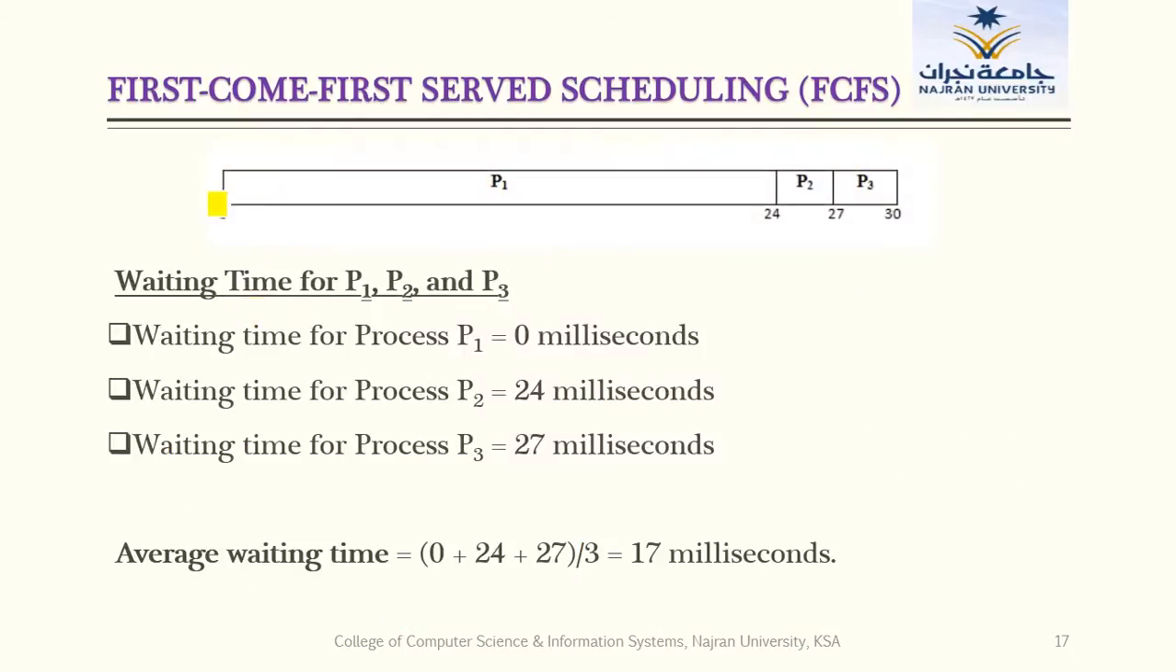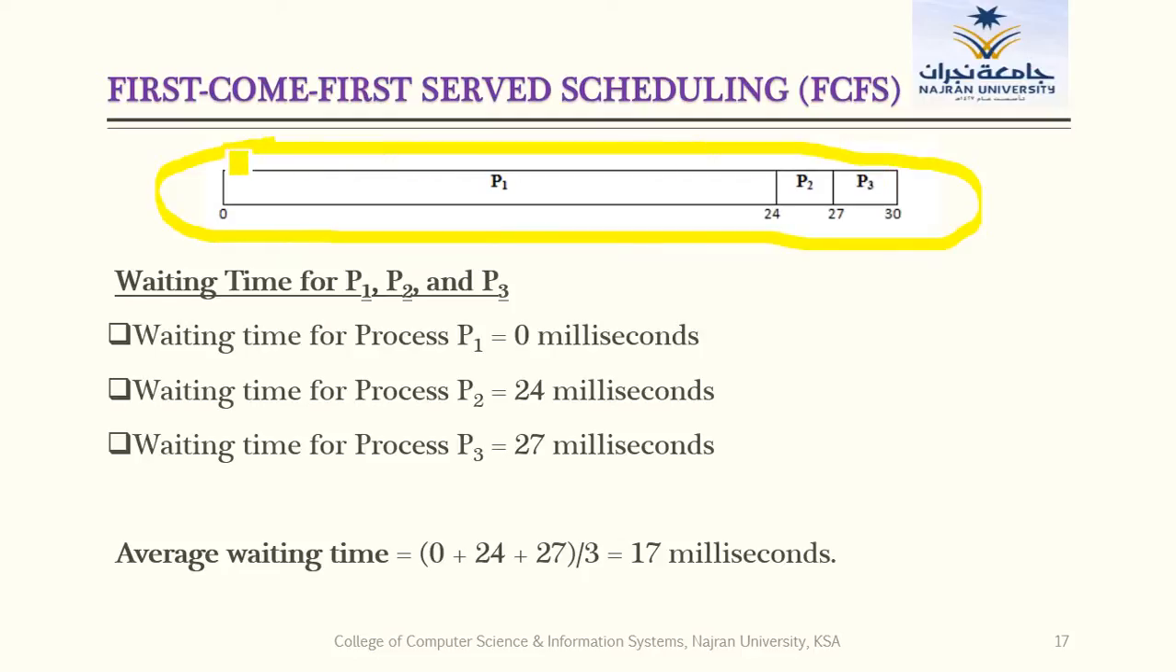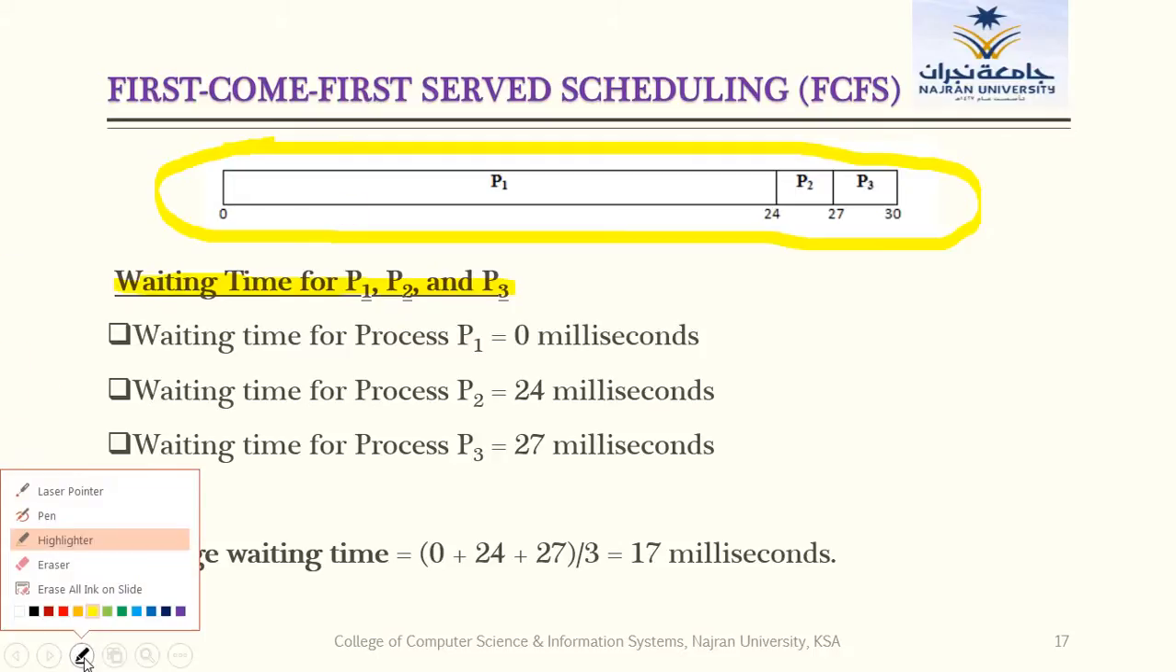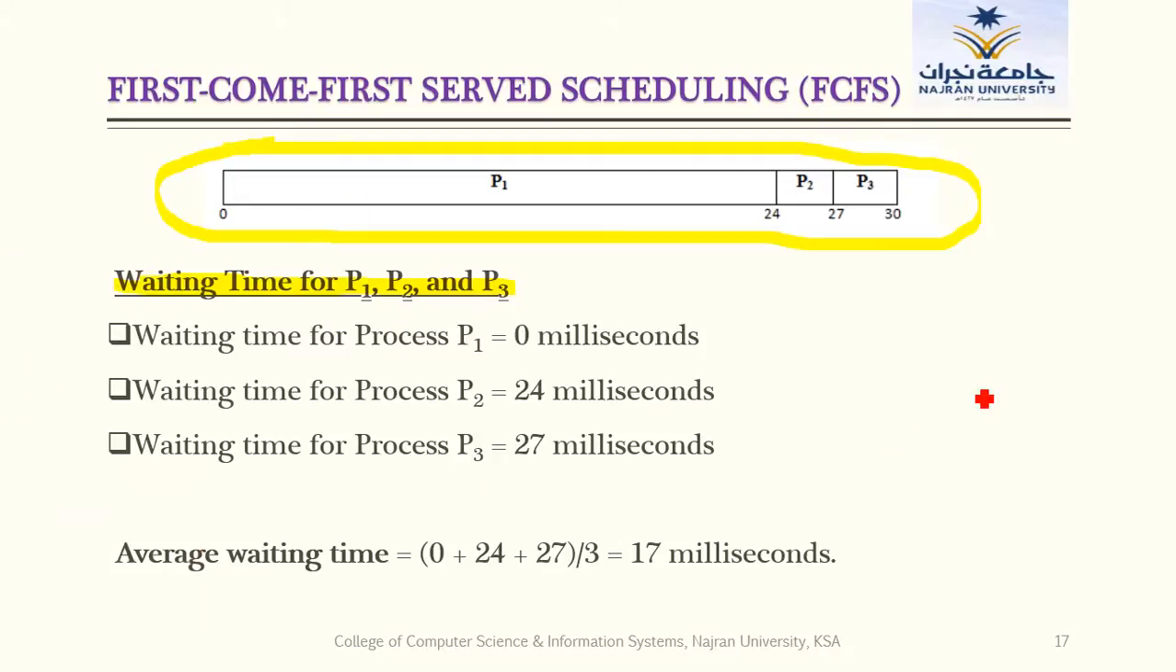Now this is our Gantt chart that we made in the last slide. What is our next task? To calculate the waiting time for P1, P2 and P3. How will we calculate the waiting time? It's also very simple, we just have to understand the formula. What is the formula to calculate the waiting time?